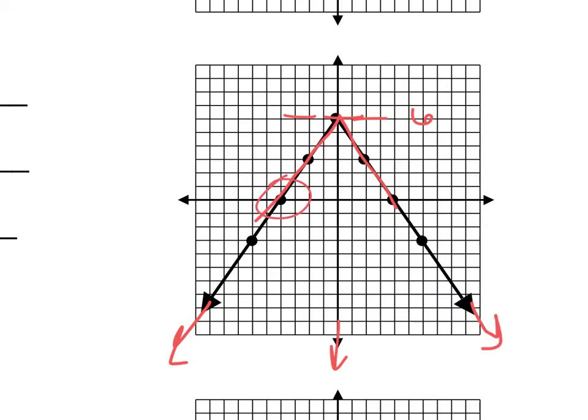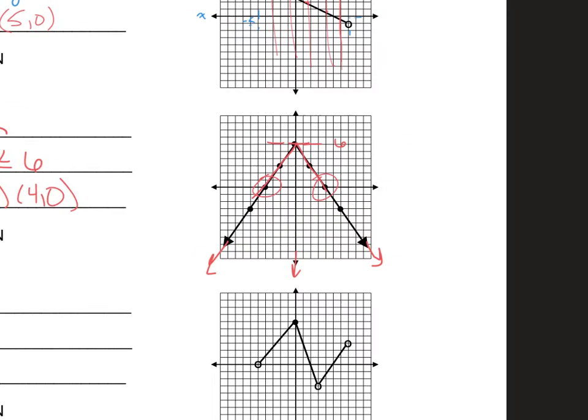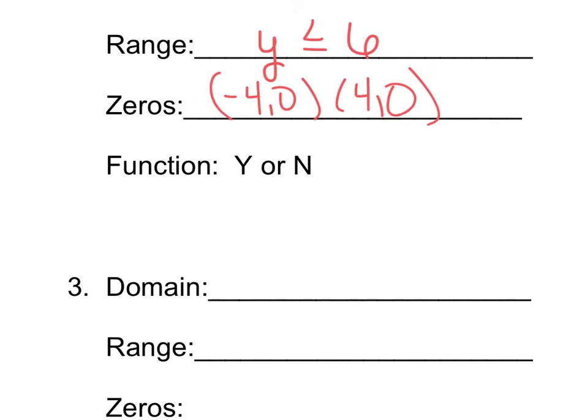Then I can easily find my zeros or my x-intercepts. I've got one at negative 4, 0 and one at 4, 0. I can do my vertical line test. I'll change colors here. You can probably do it without drawing them. None of them touch it more than once. Yes, this is a function.